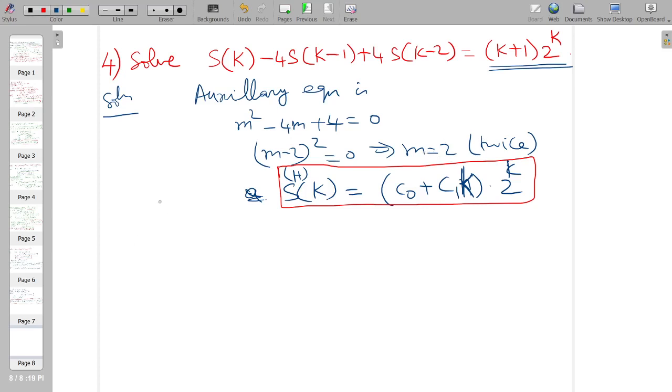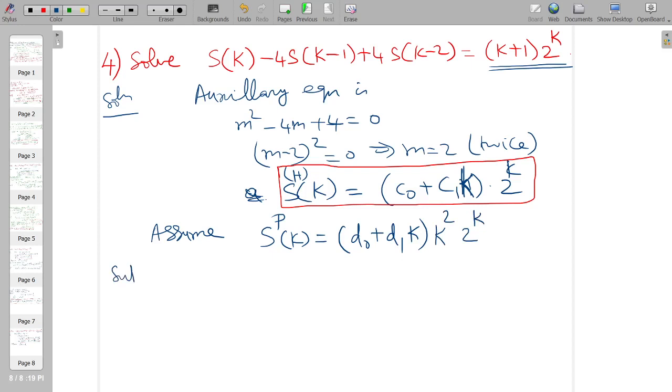So you have to choose the particular solution suitably. Now how do you do this? Now you assume the first part would be like this, s of k with respect to the particular solution. You have a polynomial of degree 1 here, so I will take d naught plus d1 k as usual, and instead of this 2 power k, since this 2 gets repeated twice, I take k squared into 2 power k.